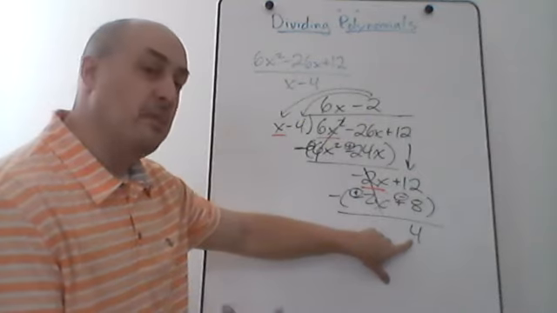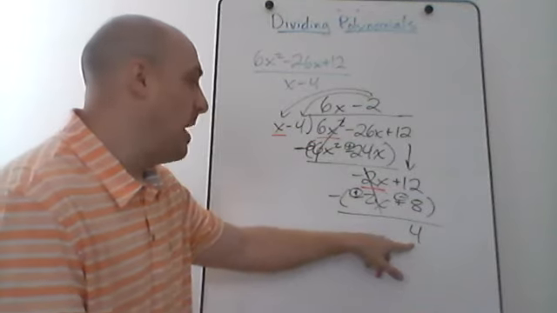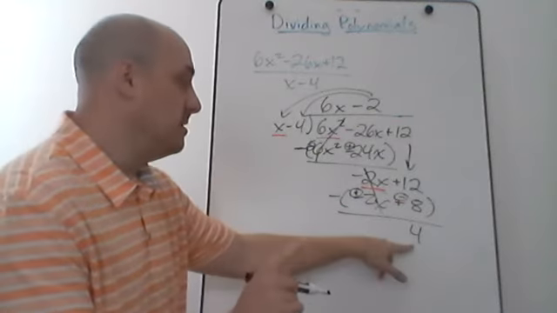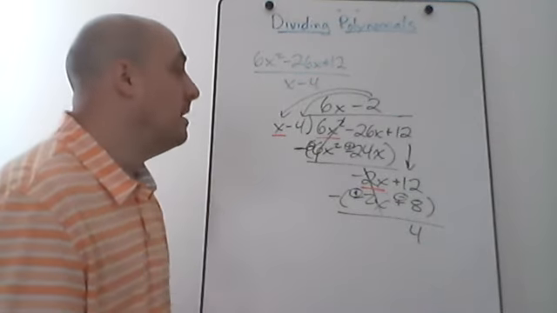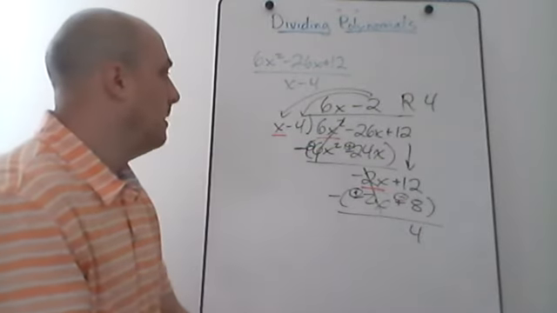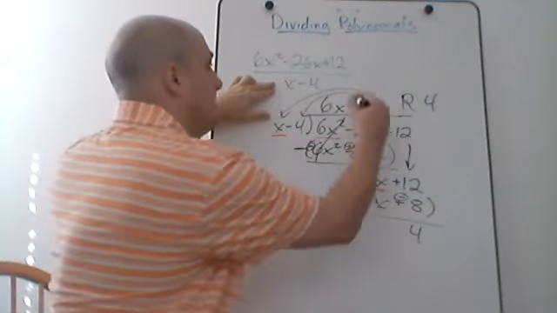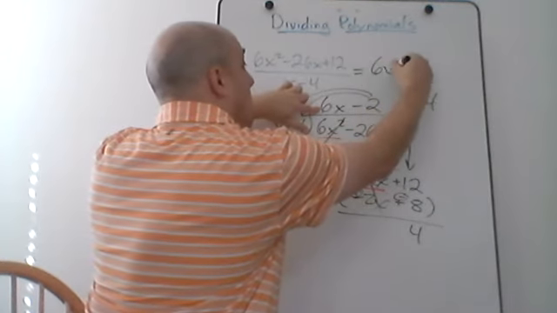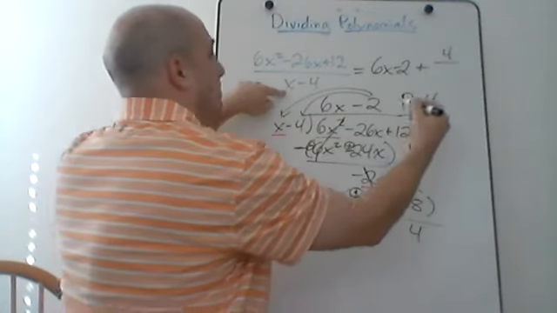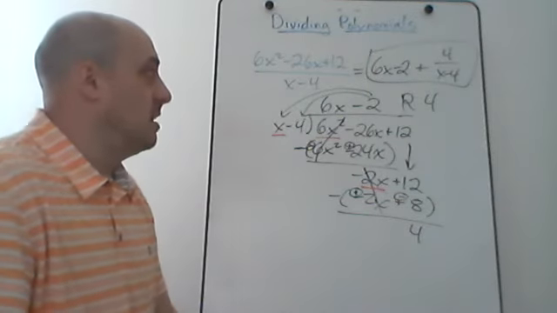And as long as what I'm left with here, the 4, which is a degree of 0, right? It's like an x to the 0 power. As long as that degree is less than the degree of what's out here, which is just an x to the first power, then I'm done. And my remainder here is 4. All right. So 6x squared minus 26x plus 12 divided by x minus 4 equals my quotient, 6x minus 2, plus my remainder, 4, over my divisor, x minus 4 again. And that's how we would write the results of that division.